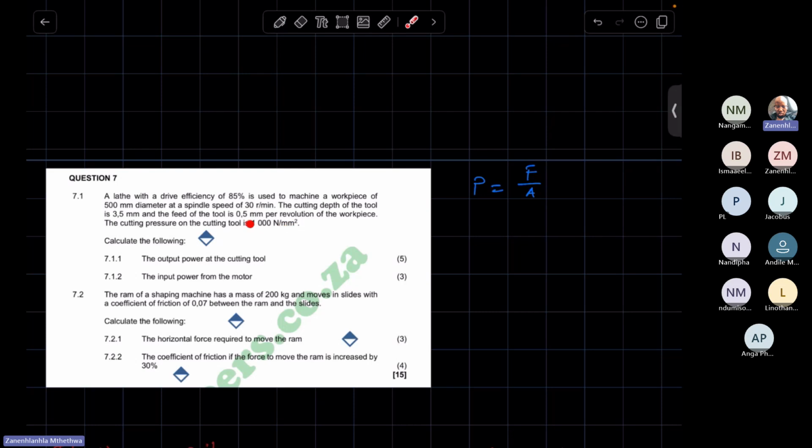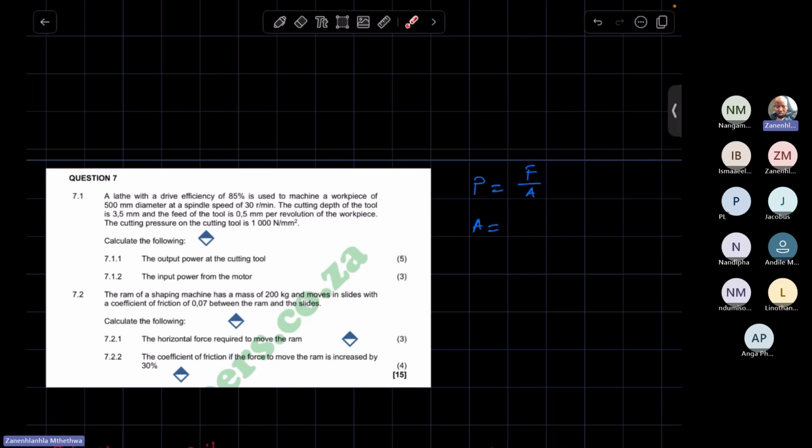This is the cutting pressure. And you were also given two other quantities: the cutting depth as well as the feed of the tool. Meaning, to get the area, if you look here, our cutting pressure is 1000 newtons per millimeter squared. Both of these quantities are given in terms of millimeters, so you leave them as millimeters.